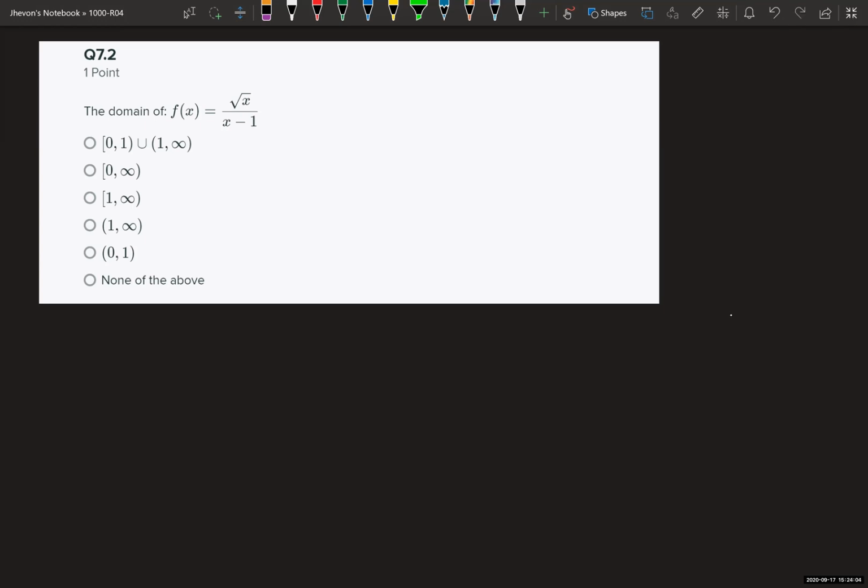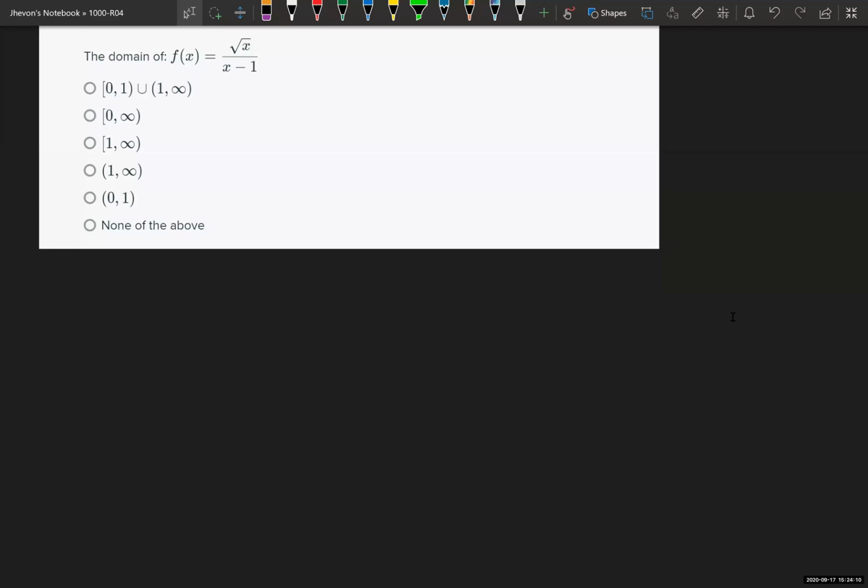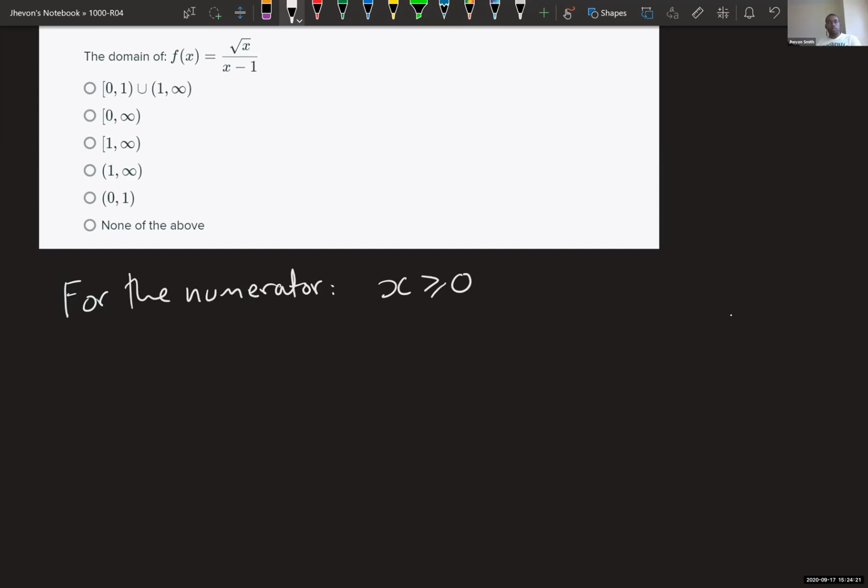X in the numerator has to be greater than or equal to 0. Okay. Yeah. So for the numerator, we need x to be greater than or equal to 0, right? Because that gets the square root to work. So the numerator is going to work there. Now for the denominator, because you can't divide by 0, x minus 1 has to be greater than 0. So if you solve that, x is greater than 1. X has to be greater than 1.